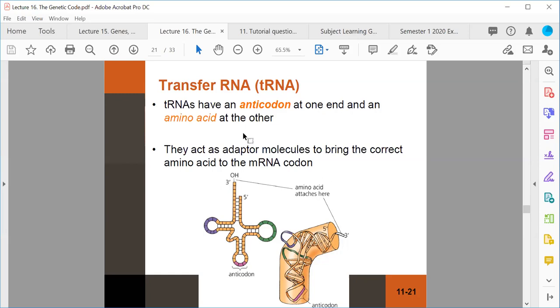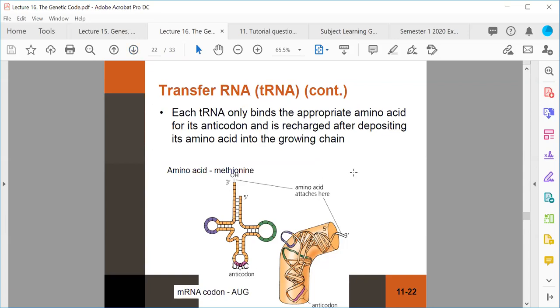So transfer RNA molecules are transfer molecules. They act as adapter molecules, that is, they attach to amino acids and they bring those amino acids to the ribosome, where that polypeptide synthesis is taking place. All right, so each transfer RNA molecule only binds the appropriate amino acid depending on which anticodon it carries, and then it's recharged after depositing its amino acid into the growing polypeptide chain.